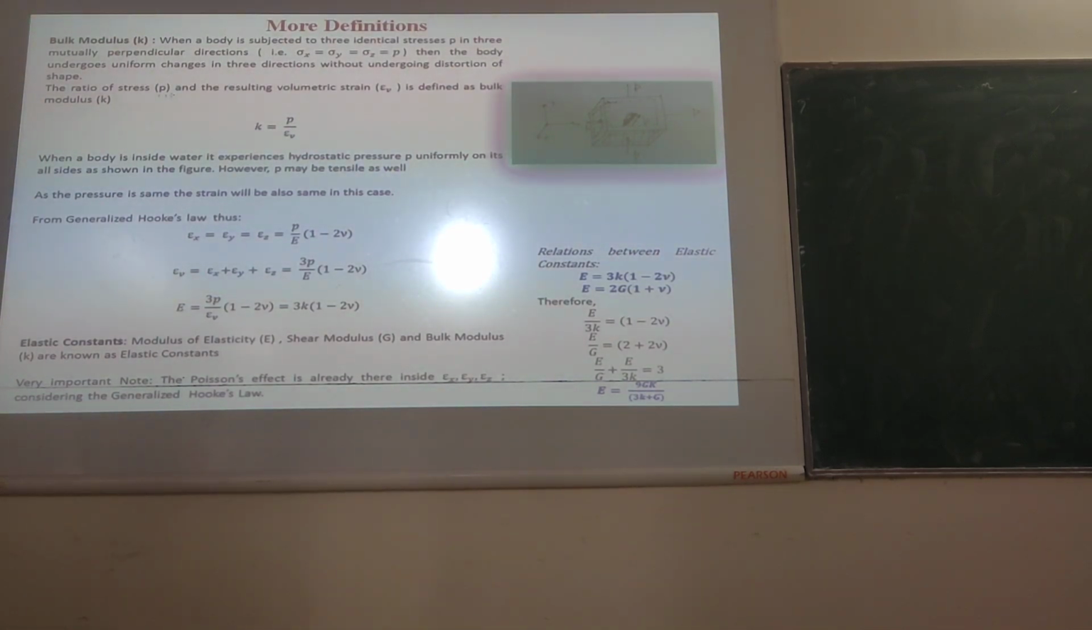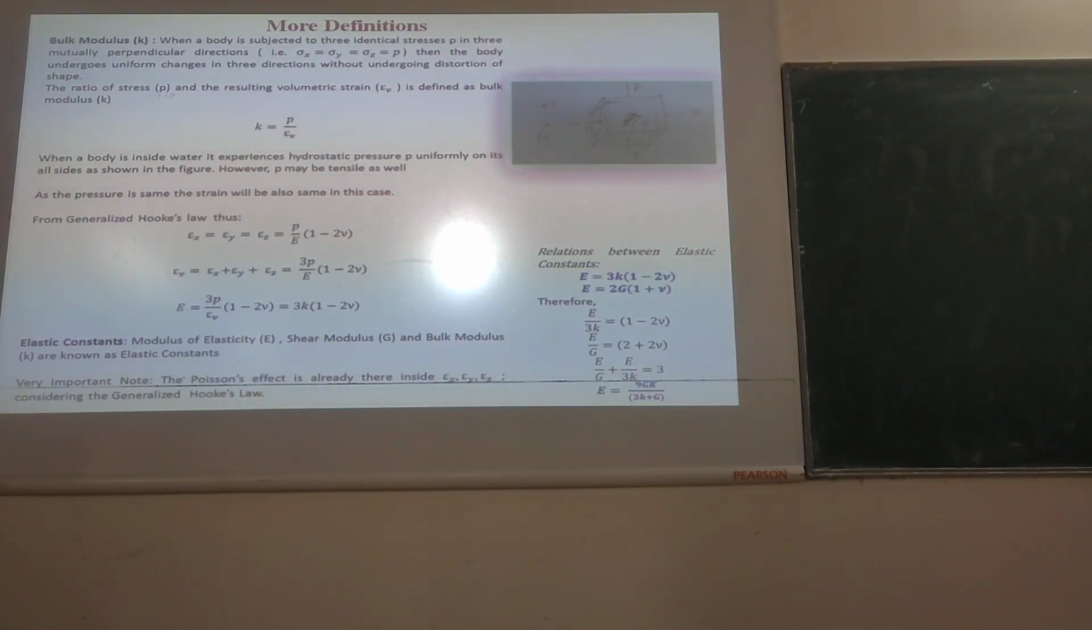This is coming from generalized Hooke's law actually. The Poisson's effect is already there inside epsilon x, epsilon y and epsilon z, considering the generalized Hooke's law. If you do not consider generalized Hooke's law, you will be doing a mess in your calculation. Okay? So there are problems and conceptual concepts given in your report writing regarding this.